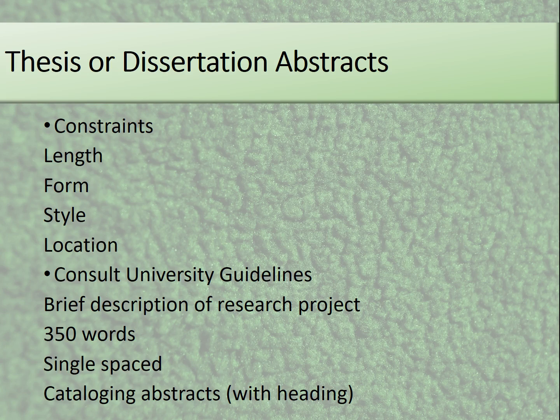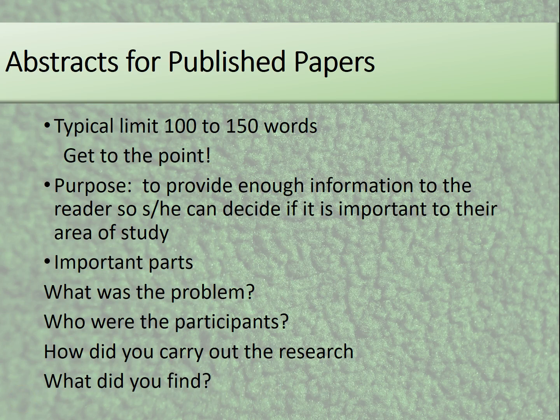Brief description of research project. 350 words. Single-spaced. Cataloging abstracts with heading. The abstracts for published papers are much shorter than those for the dissertation, usually between 100 to 150 words. The important consideration is to get to the point. The purpose of the abstract is to provide enough information to the reader so he can decide if it is important to their area of study.